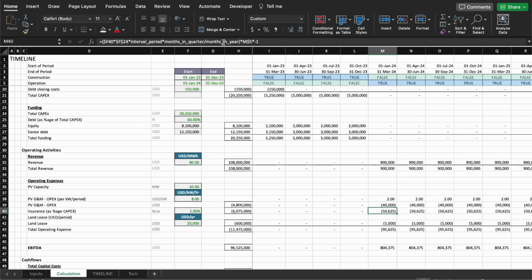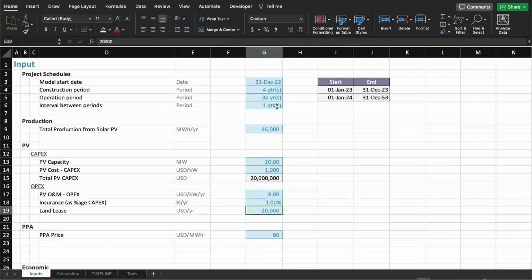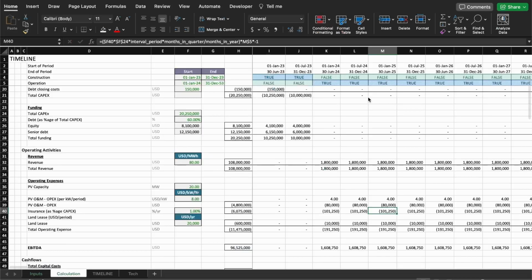And that's correct. Now let's go back here and change this for 2 quarters, right? So every period now is going to be 6 months. Let's see what we have here. We have from 1st of January to 30th of June. Then we have 1st of July to 31st of December, so that's correct. And what we have here, we have just doubled the value or the cost of the insurance for each period. So everything is consistent, right?